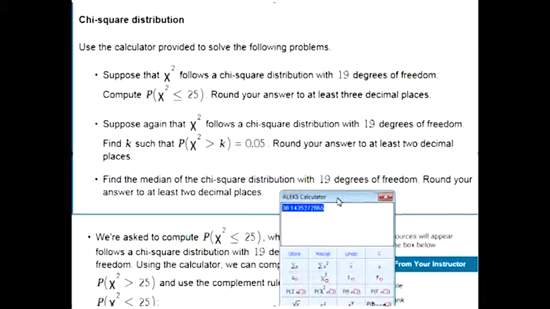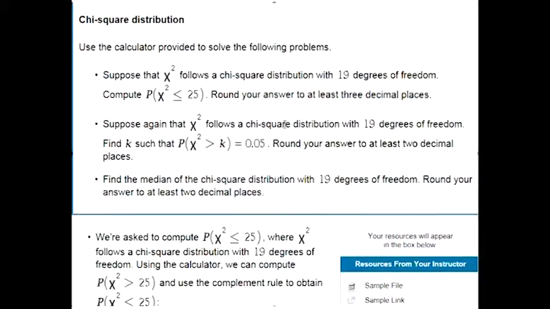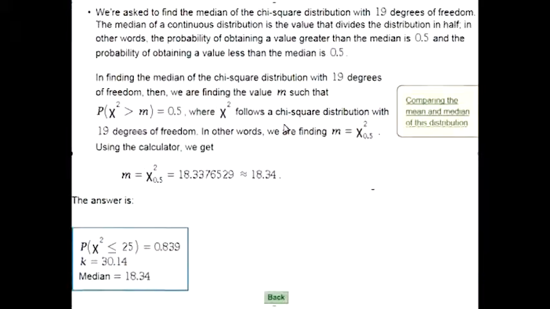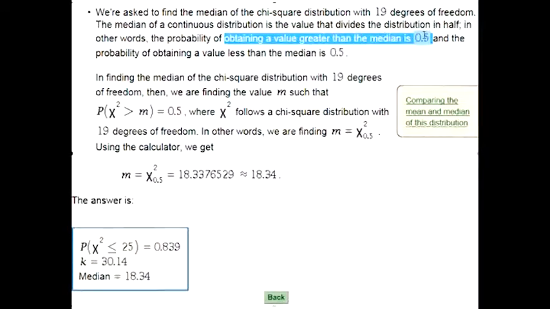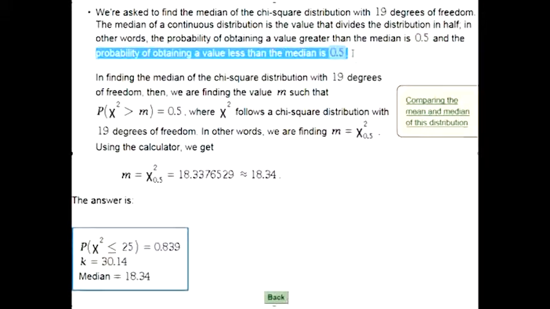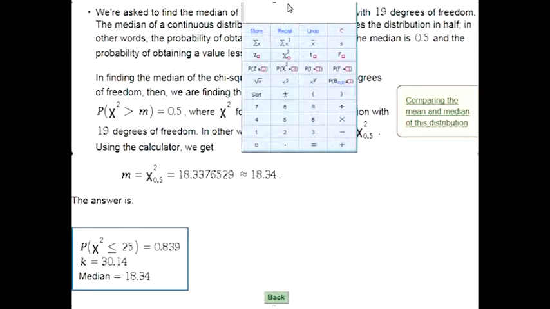And then finally, find the median of the chi-square distribution with 19 degrees of freedom. What divides your distribution in half? In other words, the probability of obtaining a value greater than the median is 0.5. The probability of obtaining a value less than the median is also 0.5. So we're just going to put in 0.5 for chi-square.